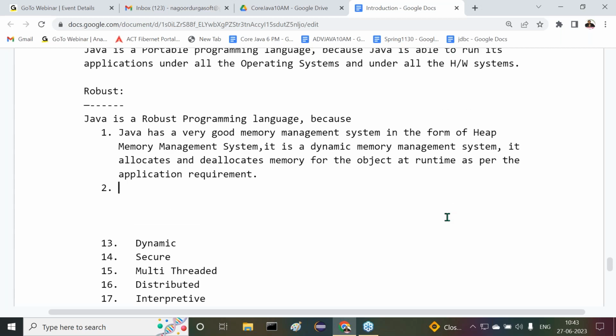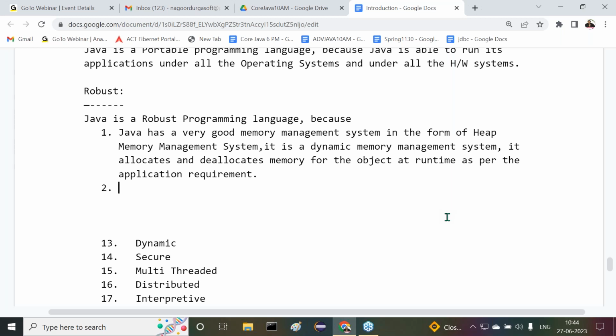The second factor for saying Java is a robust programming language is exception handling mechanisms. Java has a very good exception handling mechanism. But before understanding exception handling, first tell me what is an exception? What is the meaning of an exception? How we are able to handle the exceptions, we are going to understand in the future. But first of all, what is an exception?